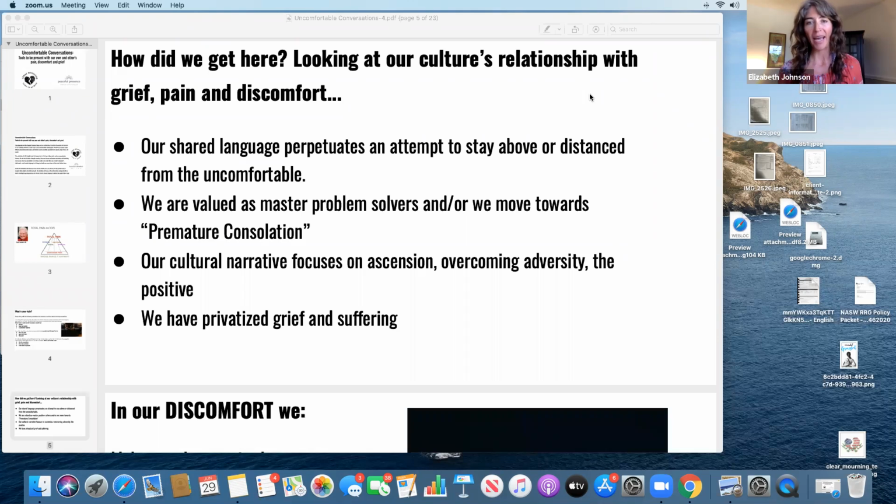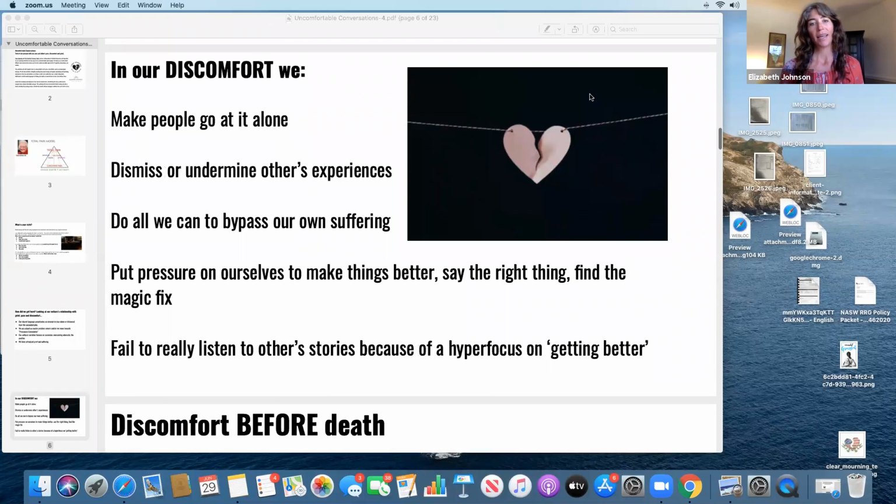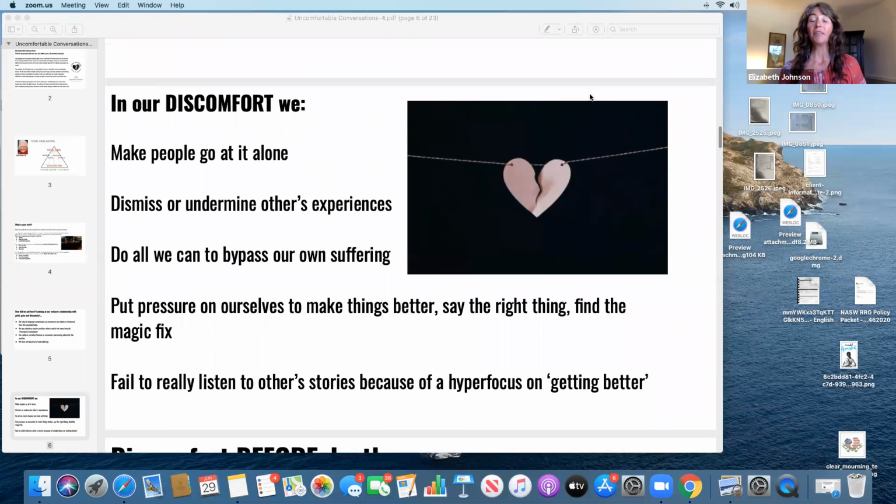The majority of people are really asked, I think we find, to go to these spaces in a very solitary manner. So in some insidious way, we've kind of privatized the experience of grief and discomfort. So the next slide here shows, in our discomfort, the consequence of this is that we either intentionally or maybe unintentionally, through a lack of awareness or practice, we can tend to make people go at it alone.